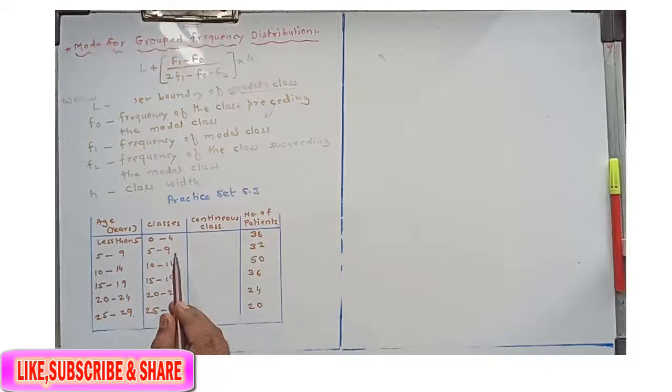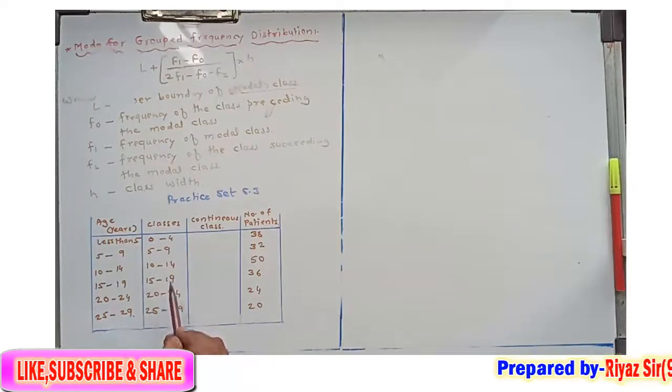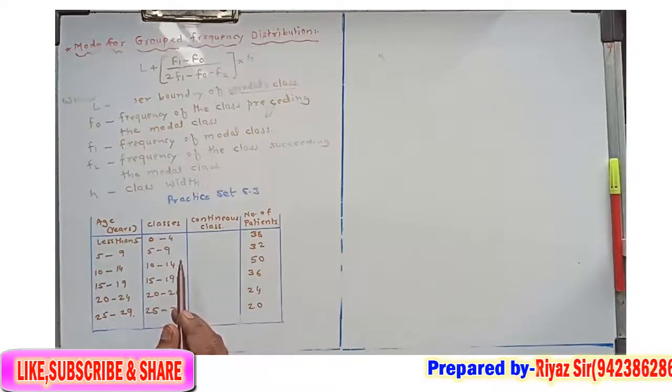Now these classes are not continuous classes. For finding median or mode, we need continuous classes. Always remember this.